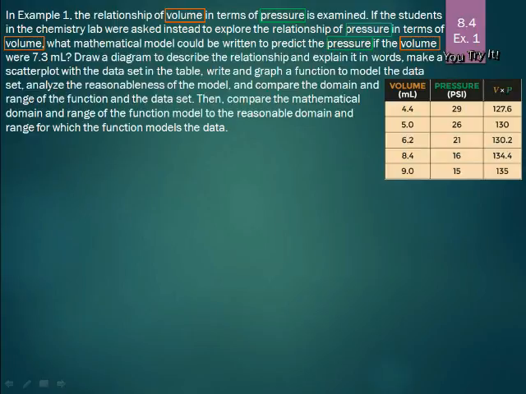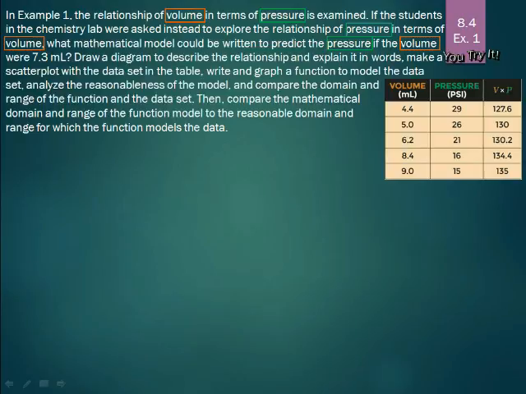In example 1, the relationship of volume in terms of pressure is examined. If the students in the chemistry lab were asked instead to explore the relationship of pressure in terms of volume, what mathematical model could be written to predict the pressure if the volume were 7 and 3/10 milliliters? Draw a diagram to describe the relationship and explain it in words.